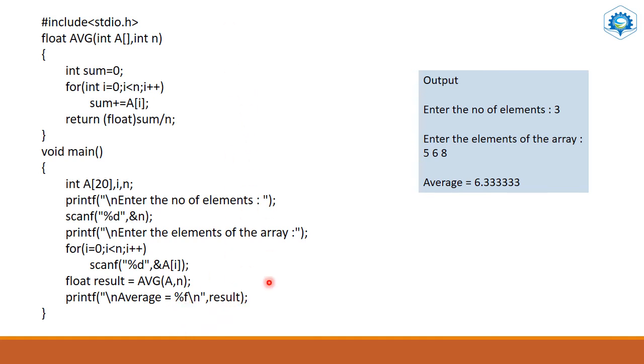So what do we have to learn from this program? Whenever the array is passed to the function, the reference or the address of the array, the first address of the array, is passed to the function. So this is the program for finding the average of all the elements in an array.